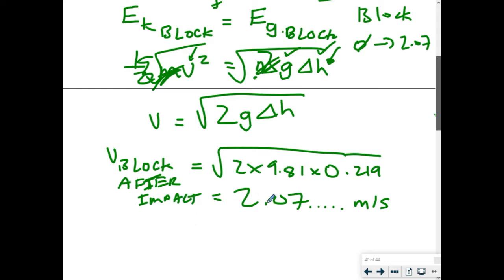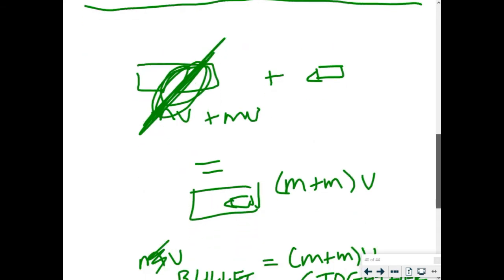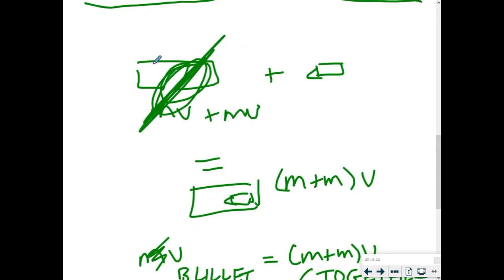So the block went from 0 to 207. The bullet apparently went from 280 down to 207. That's what we did in the second half of the calculation. Once we got a visual picture of it, the block itself wasn't even moving. I put a big fat 0 through it. But the bullet was moving. We just didn't know how fast the bullet was traveling. So I said mv for the block and mv for the bullet, whatever momentum you began with, should equal the momentum of them when they were lodged together. And when they're lodged together, I added their masses to each other.